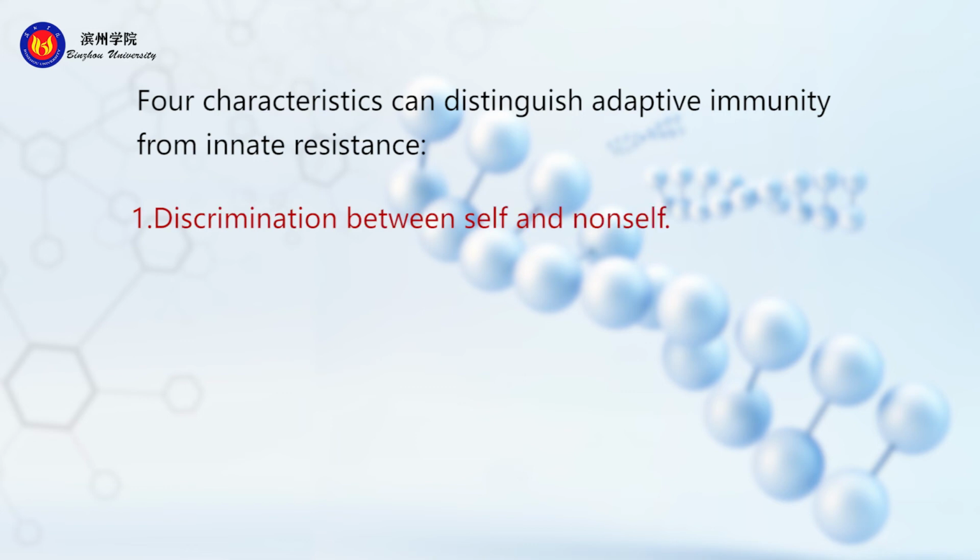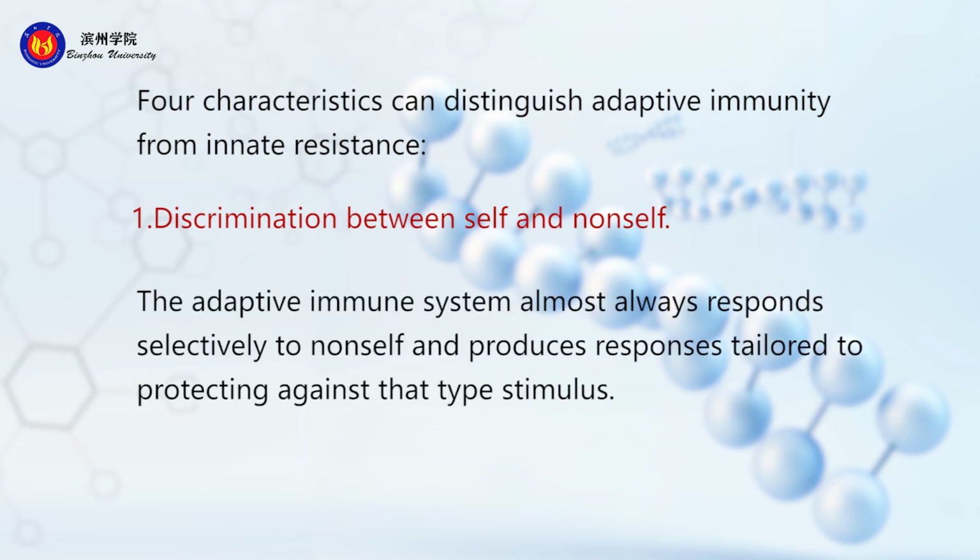Firstly, discrimination between self and non-self. The adaptive immune system almost always responds selectively to non-self and produces responses tailored to protecting against that type of stimulus.